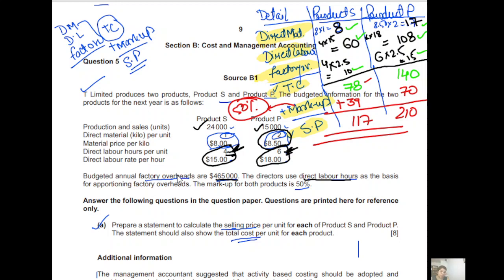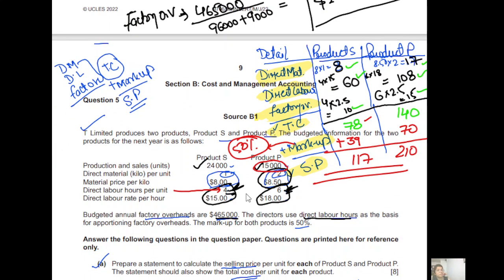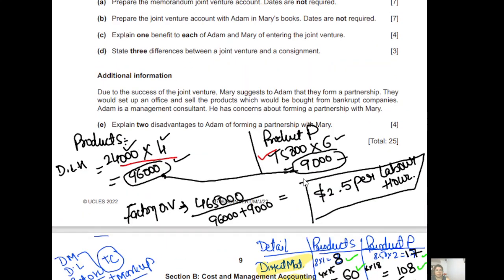So direct labor hours, we have 24,000, we produce 24,000. For producing 24,000, the direct labor hour per unit is 4. So 24,000 into 4. And we produce 15,000 units, so for this production how many direct labor hours per unit are needed? That is 6. So multiply by 6, you will get 9,000. So this is your direct labor hour.